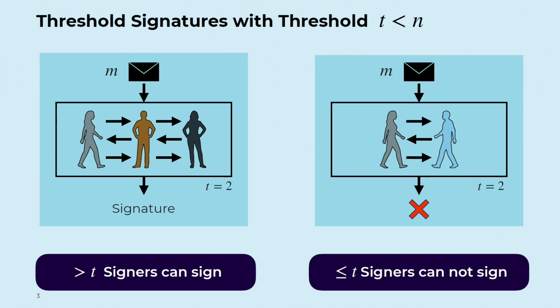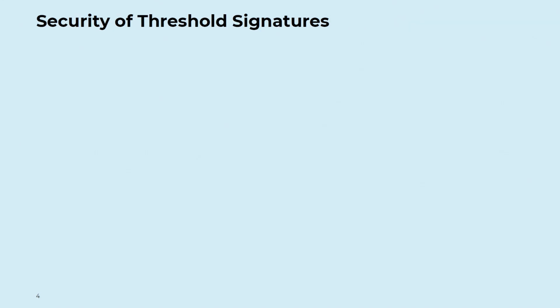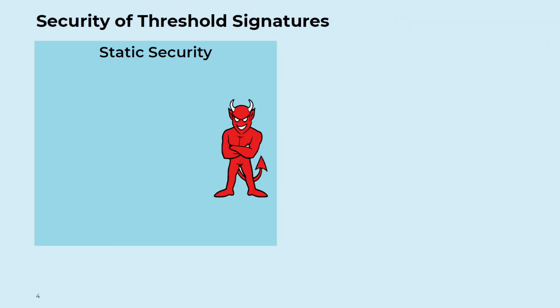Let's look at this security property on the right-hand side a bit more closely, and try to understand how we formally model this as a security game. There are typically two ways to do that. The first one is static security. We have heard about this in the first talk. Here the adversary first announces the set of parties that it wants to corrupt.